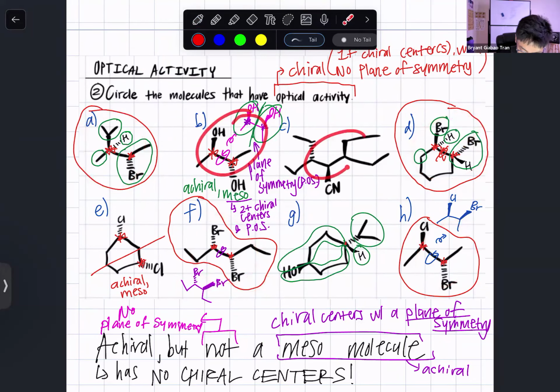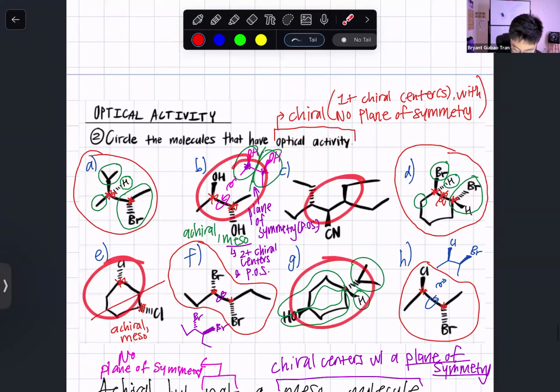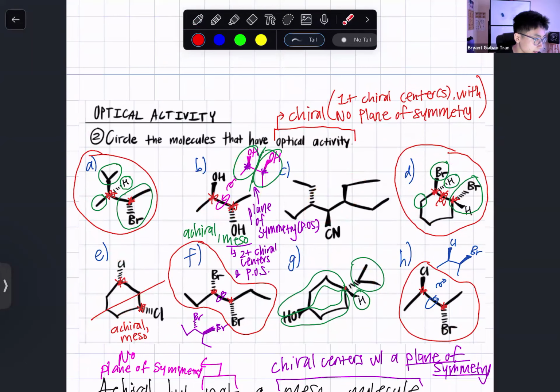These ones here have no optical activity, either because they have a planar symmetry or because they have no chiral centers, right? This one here, C, has no chiral centers. And it also has a planar symmetry here. And this one here, it does have two chiral centers, but because there's a planar symmetry there, it automatically makes it achiral because of that planar symmetry, even though there are chiral centers.